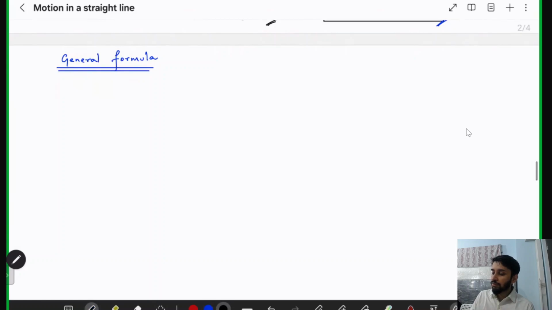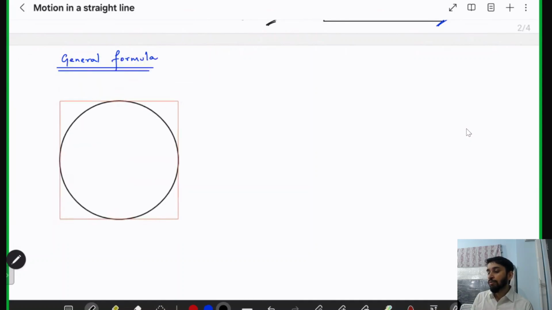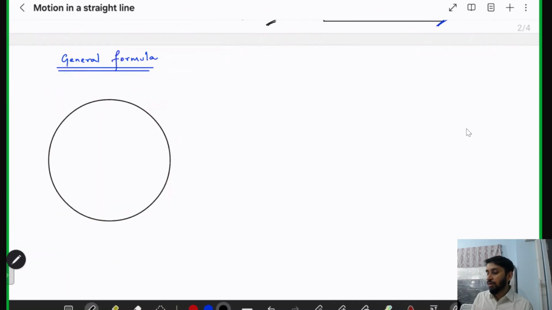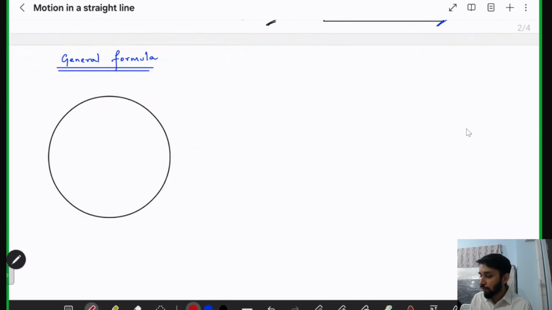So let us see here. This is a circle. Now suppose you are going from point A to point B along this curved path.